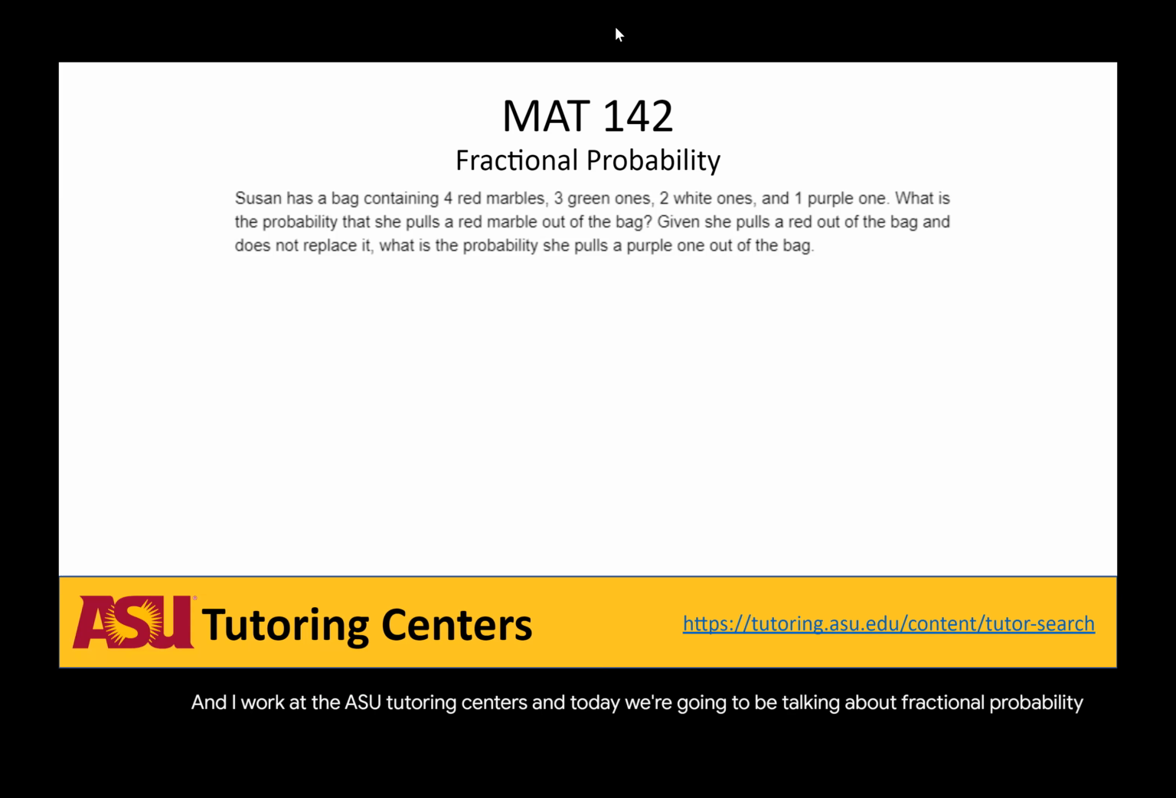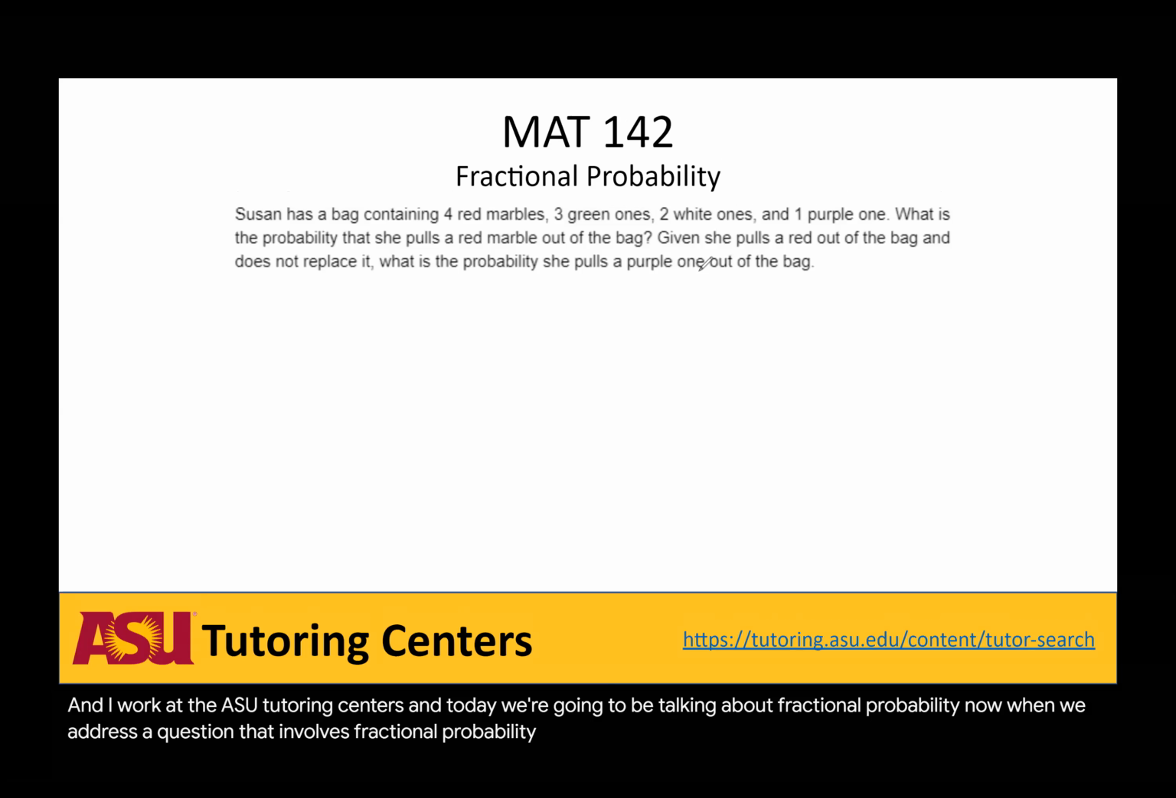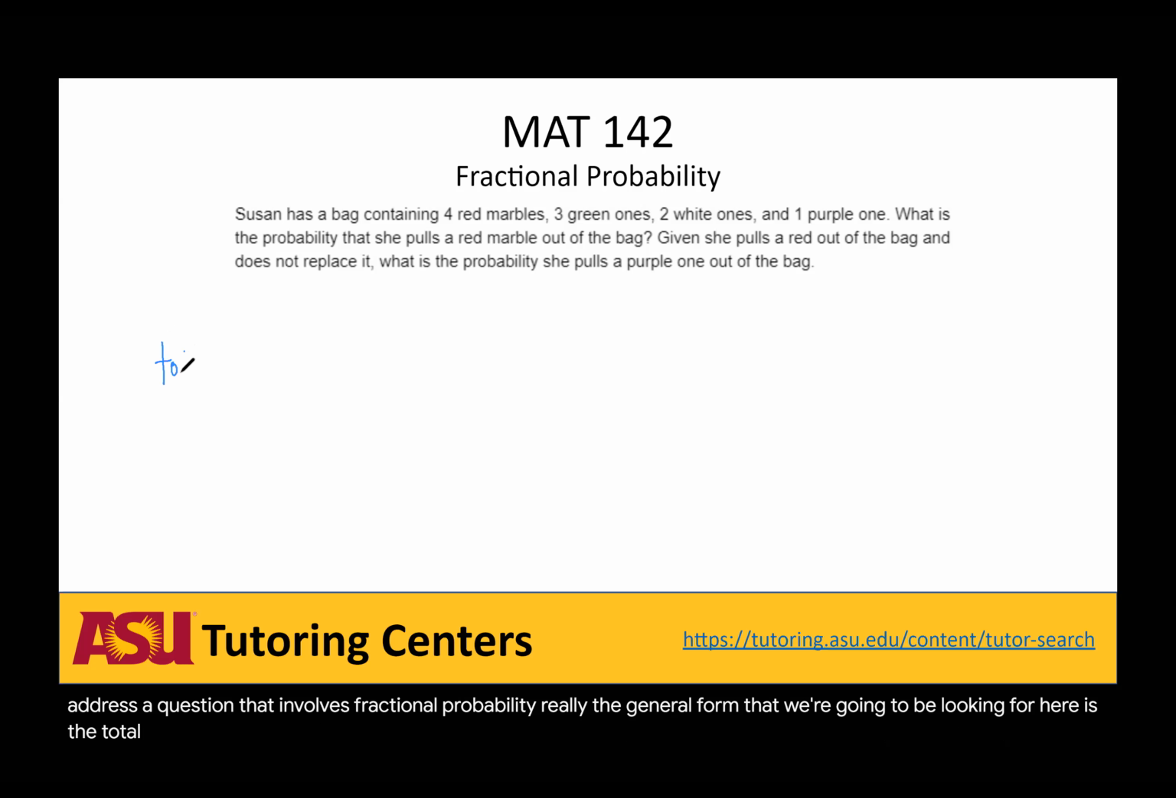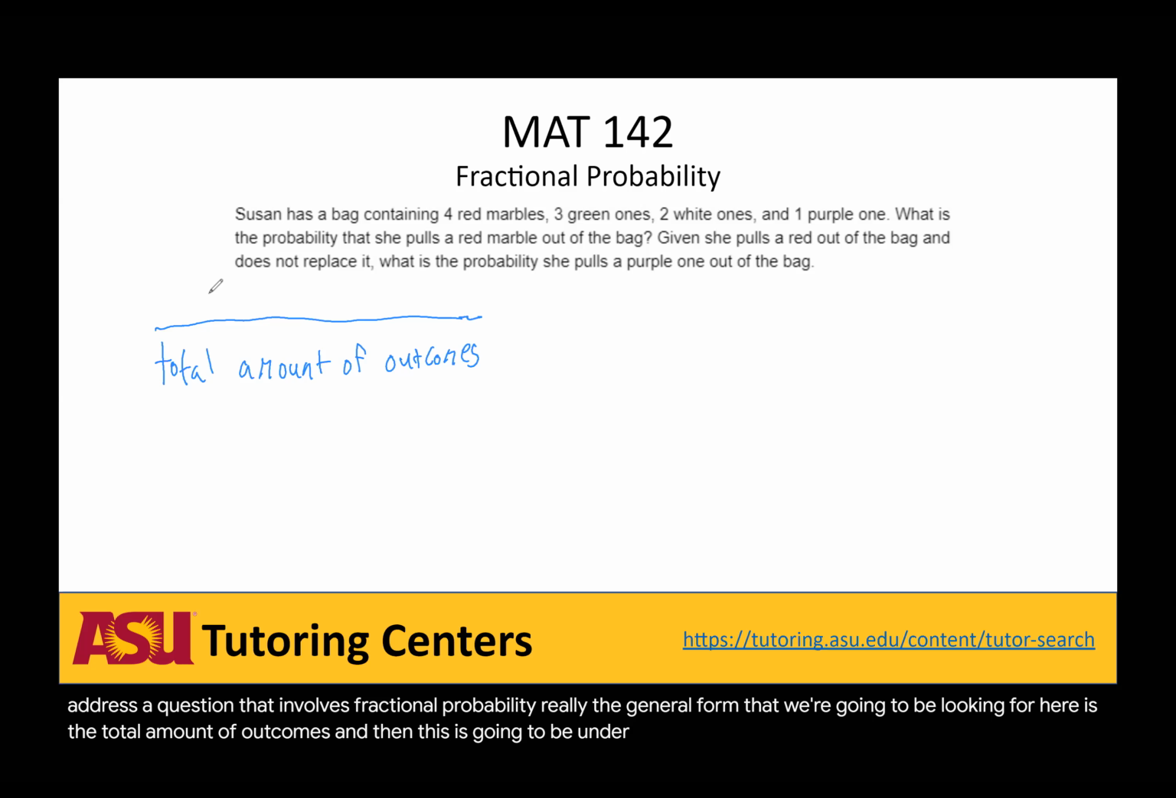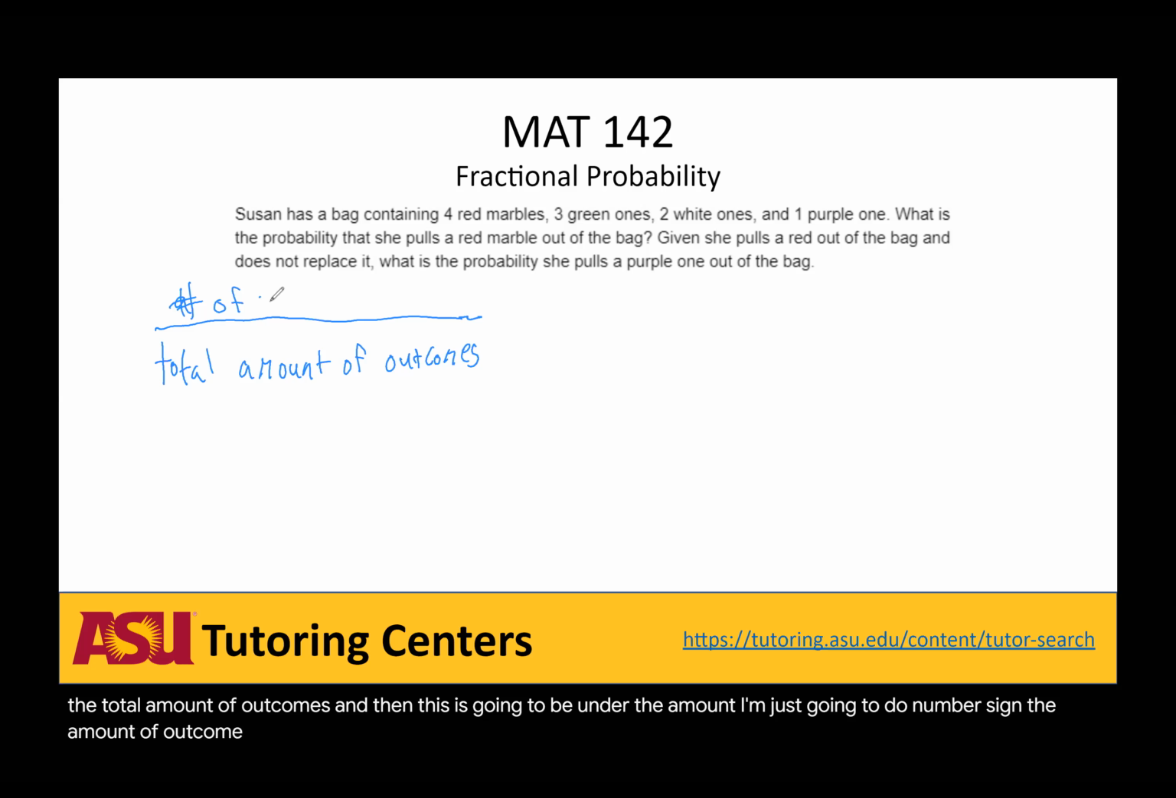Today we're going to be talking about fractional probability. When we address a question that involves fractional probability, the general form that we're going to be looking for is the total amount of outcomes, and this is going to be under the number of outcomes that essentially we're looking for. And I'll show you what that means in a second here.